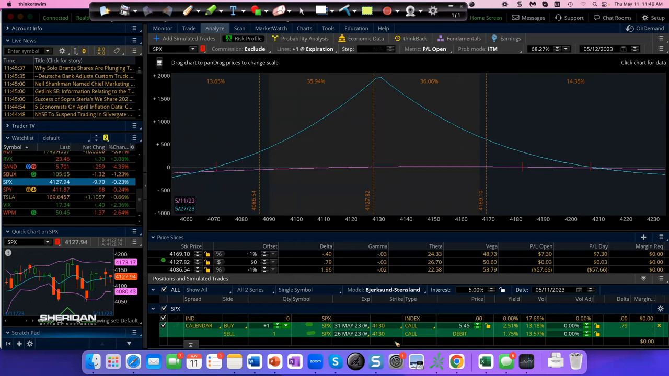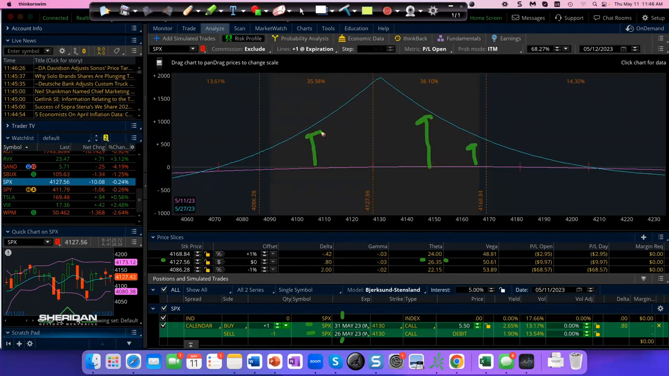How does a calendar make money? Well, your May 26 calls expire in 15 days. Your May 31s expire in 20 days. So the May 26s decay a lot quicker, and they're both at the money options. Here's the rate of decay today, and that number will increase. You see, this is the T plus zero line. It will increase towards the expiration graph, which is in 15 days, as you go through time.